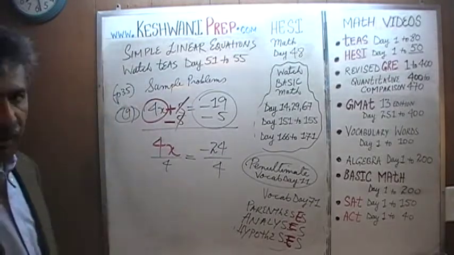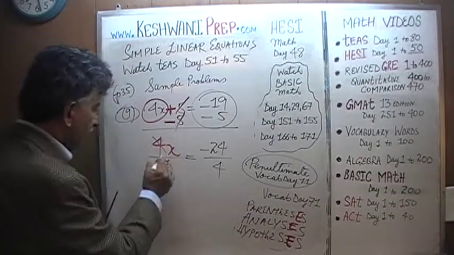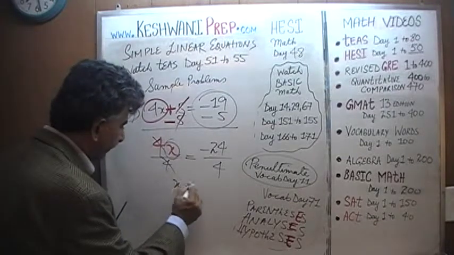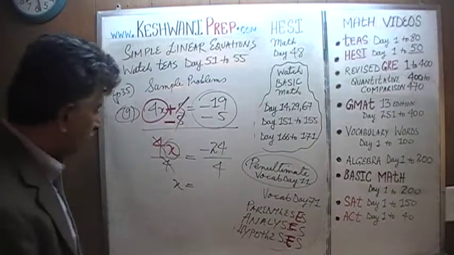How much is negative 4 divided by 4? Here, the 4 is going to cancel out. That's the whole point. Here, we're left with just x. Negative 4 divided by 4 is a negative 6.